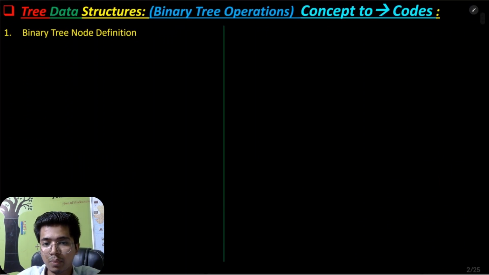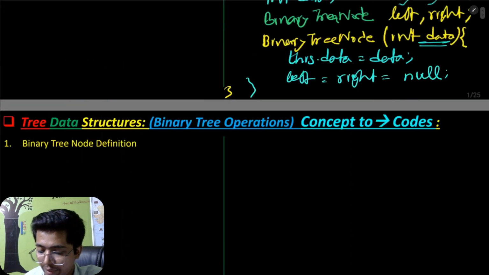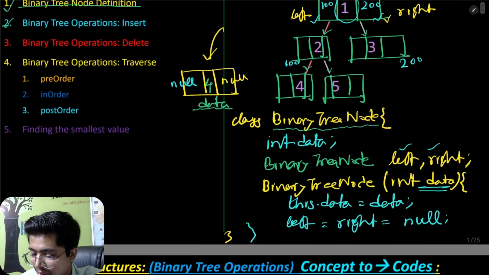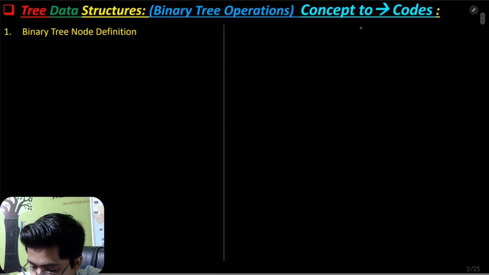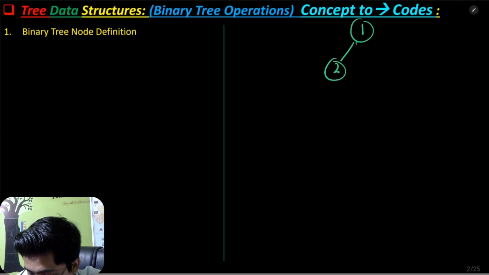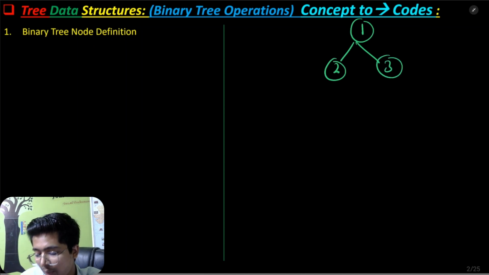And for that we will just utilize the same one. So let's understand first, this is 1 2 3 4 5, 1 2 3. We're just considering this one. Okay, so this is our tree.